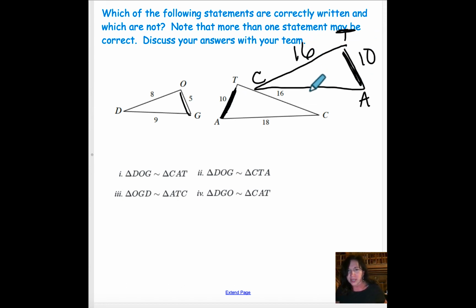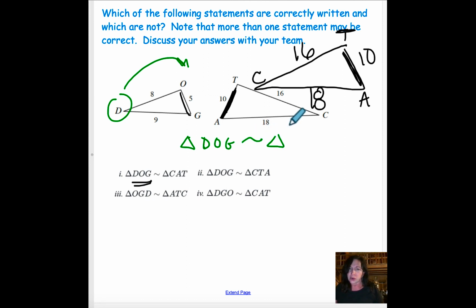This would be 16, and this value here would be 18. So now what makes sense? If they're going D, O, and then G, that's DOG. You would say triangle DOG is similar to triangle... you have to start in the same place. C, T, A. So it'd be C, T, A.